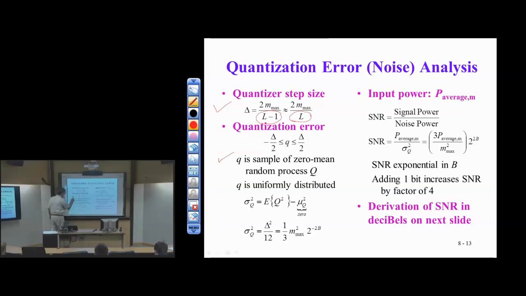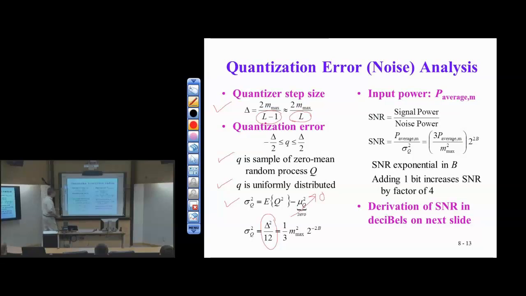This quantization error is the sample of a zero mean random process, capital Q. Q is uniformly distributed. The mean is 0. The variance, which is going to tell me the amount of noise power, is just the expected value of Q squared minus the mean squared. Luckily, the mean squared is 0, so that goes to 0. I look up what this is for the uniform distribution in a probability book, and I get that it's delta squared over 12, the step size squared over 12.